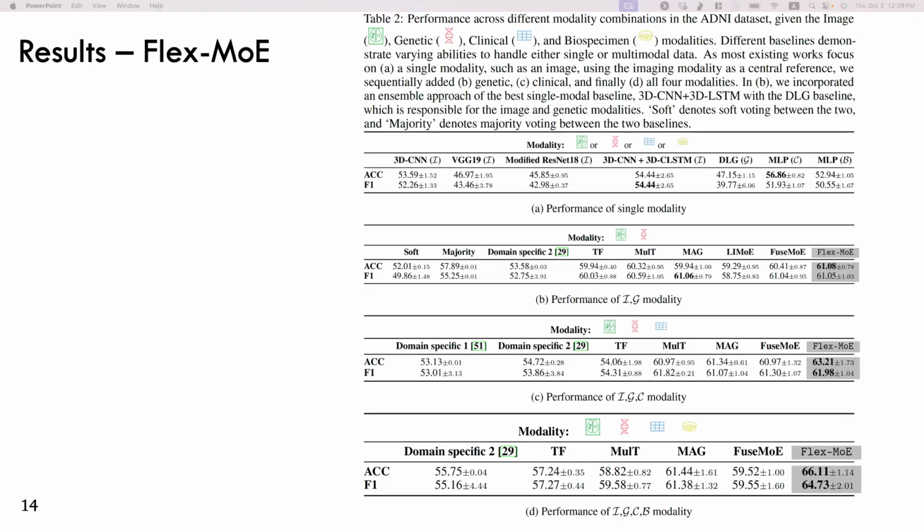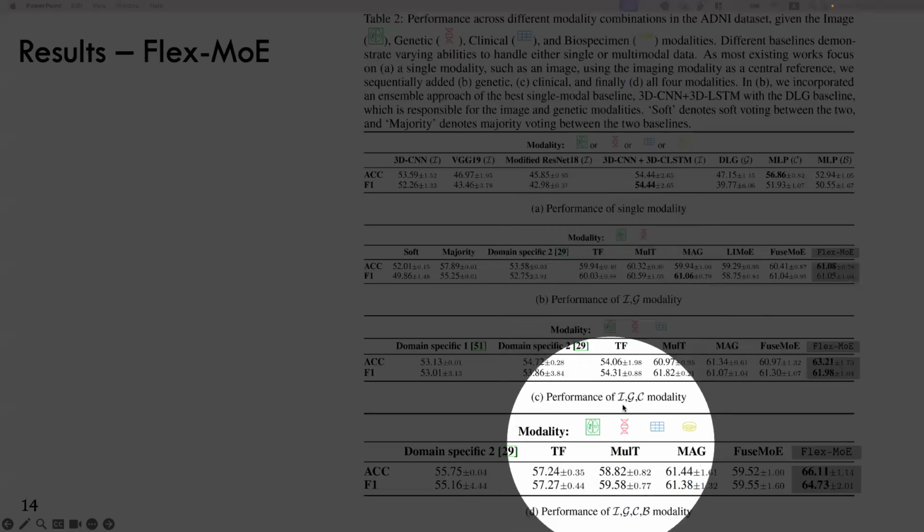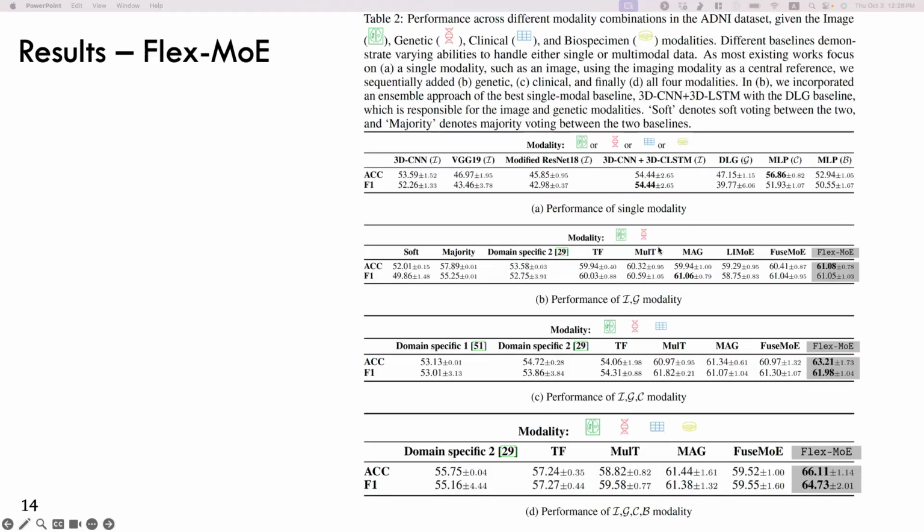Actually, there are several takeaways. Let me show you one by one. First takeaway: if you compare the last 2 tables with the first table and the second table, you can see that for other methods, it seems like more modalities didn't give you better performance. This refers to another challenge I will briefly go through later in the next slide.